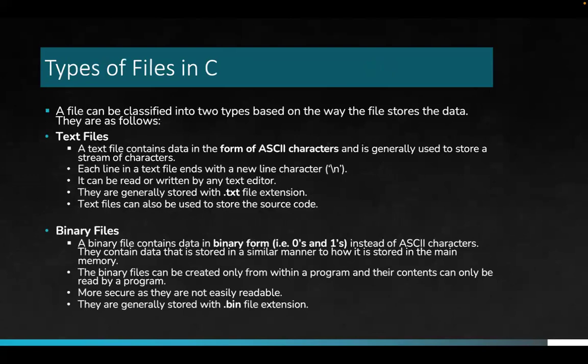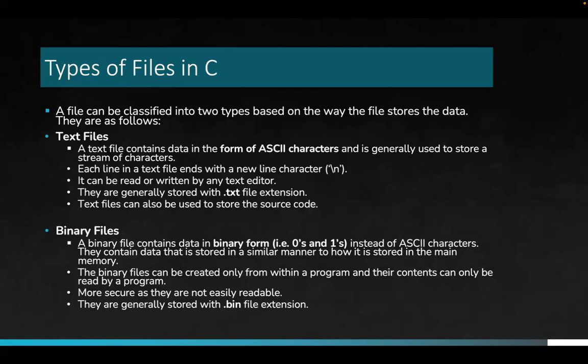Let's see how many types there are, as I said, right? File handling in C works with two types of files, text files and binary files. These files are classified with respect to how the data is stored. One is a text file. Let's see what it is and how it can be accessed. A text file contains data in the form of ASCII characters. So every character inside a text file is considered an ASCII character.